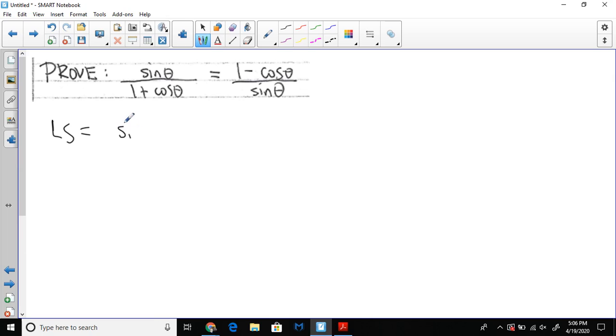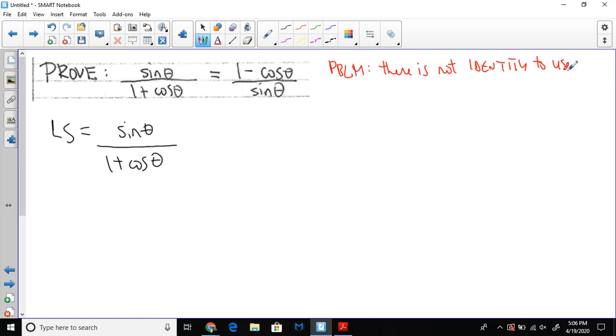Okay, so I have sine theta over 1 plus cos theta. So right now, I guess the problem is there is no identity to use. If this were squared, then that would be great, because I could use an identity, but it's not.